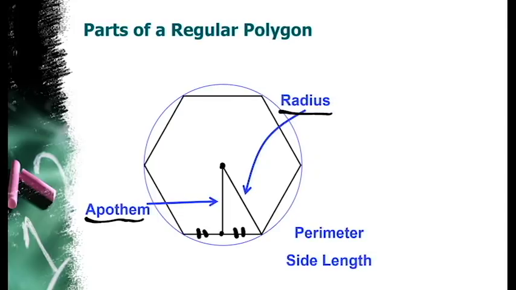We're going to be talking about the radius. The radius of the polygon goes from the center of the polygon to the vertex of the polygon. It is the radius of the circle that is circumscribed about the polygon. So you can see here that that distance is also the radius of the circle in blue that I have drawn out there. Two other things that we're going to be referring to are the perimeter of the polygon and the side length of the polygon, which I believe are two pieces of prior knowledge that you should already know.